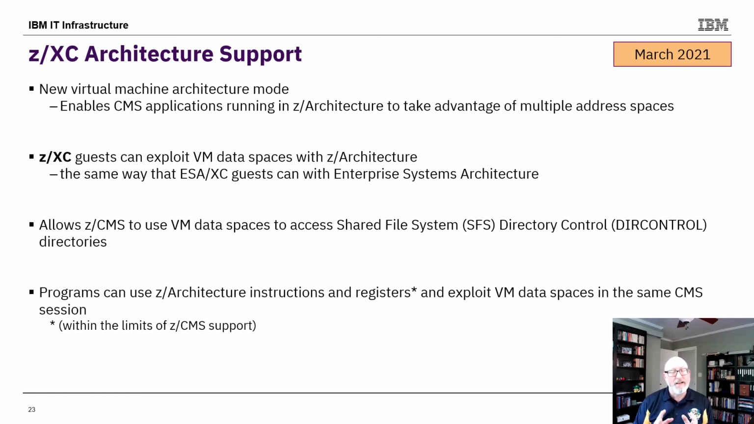Within the ZCMS support, I probably should point out here for those that aren't familiar with it, that doesn't mean that the CMS applications themselves will automatically take advantage of memory above 2 gig, right? It's really just for applications you write or a few other things there, like Performance Toolkit will exploit memory above 2 gig if it's there.